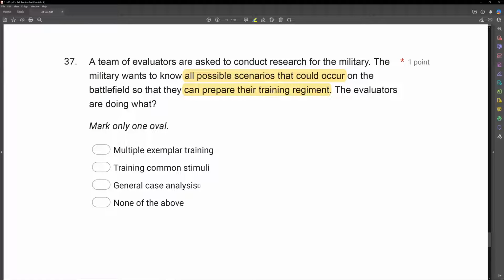It's the same thing you should do as a BCBA and why knowing the environment's important, right? And knowing your skills is important. If I'm teaching something at the grocery store, well, there are just tons of stimuli that can come into play, many response variations we might have to teach. And when we do that, okay, we're going to be teaching exemplars. But before we do that, we should go out to the grocery store and conduct an analysis, right? A general case analysis of what could go on at that store. And that's exactly what these evaluators are doing here, right? They're doing a general case analysis on the potential responses and stimuli that could occur on the battlefield. So the evaluators are doing a general case analysis.